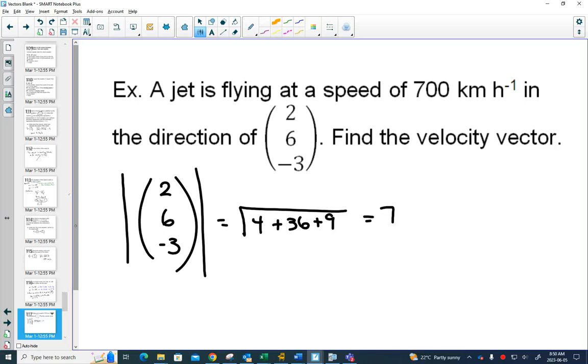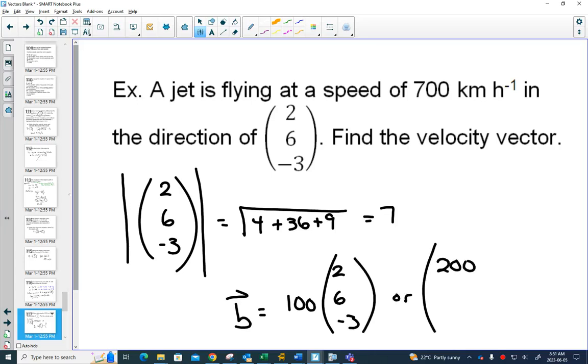Now this one in particular is easy to do some mental math. How would you go from 7 to 700? You will see that you multiply easily by 100. So we can find our velocity vector, which I'm going to call b here, would just be 100 times 2, 6, and -3, or 200, 600, -300.